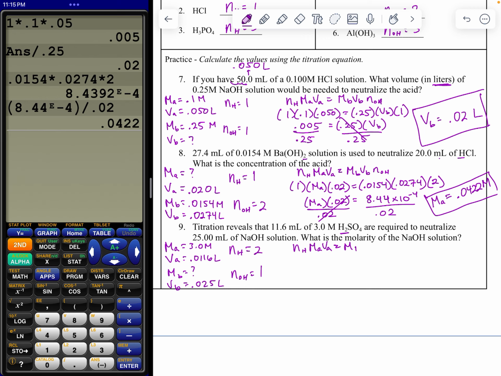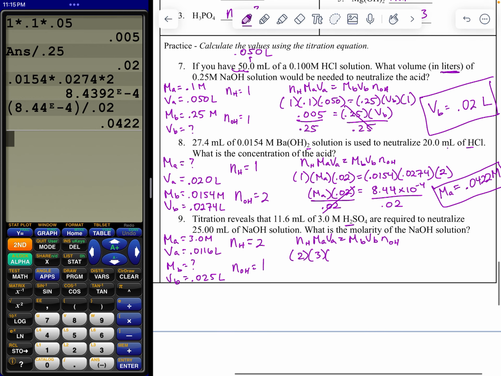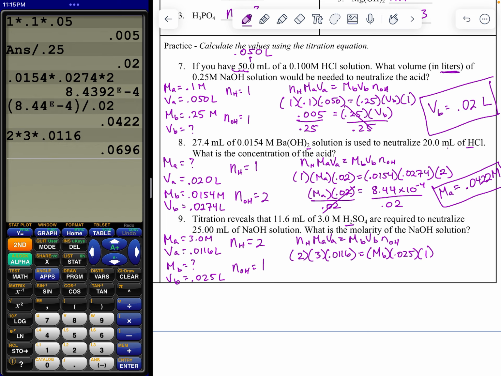NA MAVA equals MBVB NB. We have 2. We know that molarity, that is 3. Volume of the acid, 0.0116 equals, we do not know the molarity of the base here that we are neutralizing. The volume of the base we know is 0.025 and 1. All right, so this side, 2 times 3 times 0.0116. So it's 0.0696.